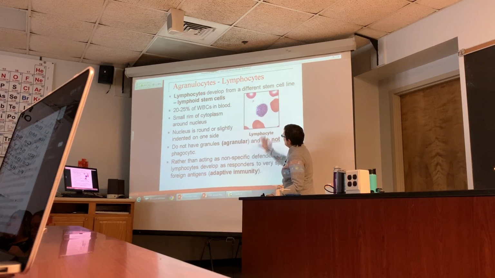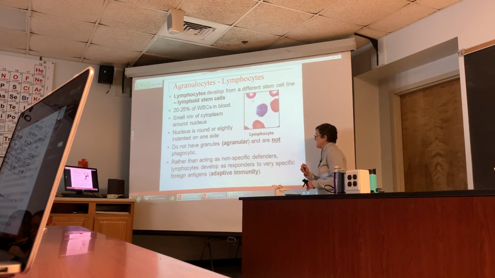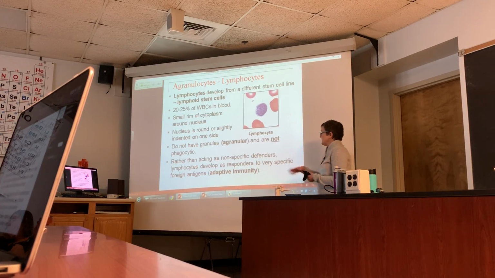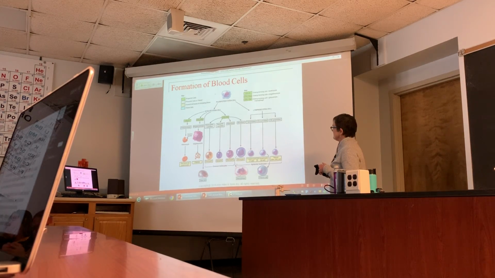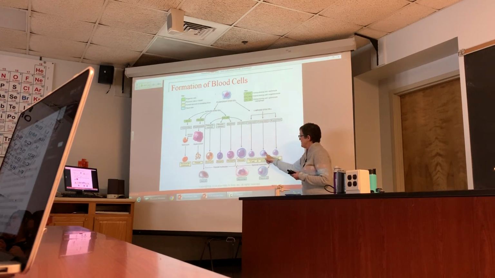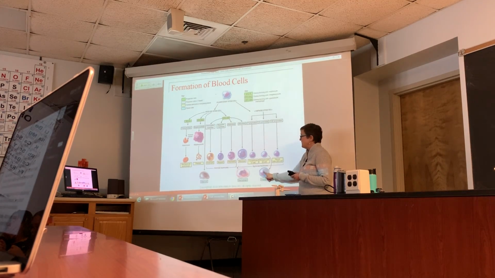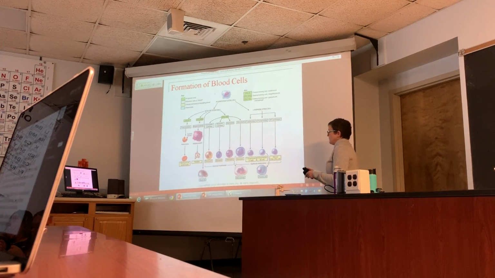Now, again, they don't have granules in the cytoplasm, and again, they are important in your adaptive immunity. So adaptive immunity meaning long-term immunity. So again, you can see small amounts of cytoplasm, big giant nucleus, and then here a plasma cell, much more cytoplasm there when it's activated.